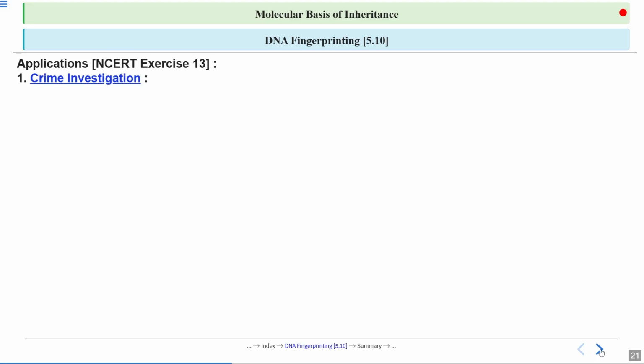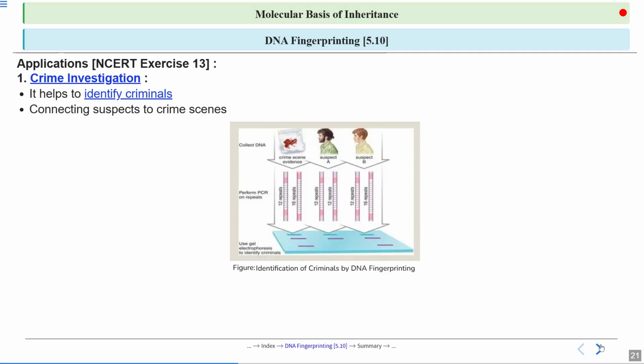Now, if we talk about the different applications of DNA fingerprinting, from here you can answer the NCERT exercise 13. So, crime investigation: it helps to identify the criminals. The same example which we have given in the figure, how the crime scene is matching with individual B, connecting the suspect to the crime scene.